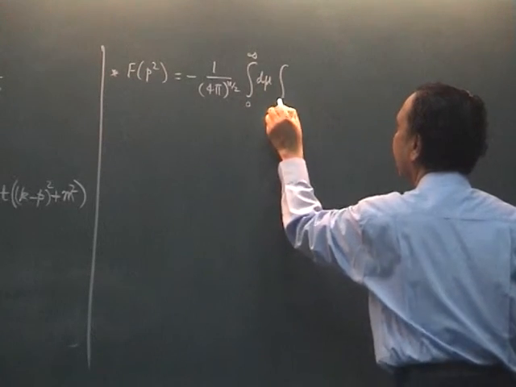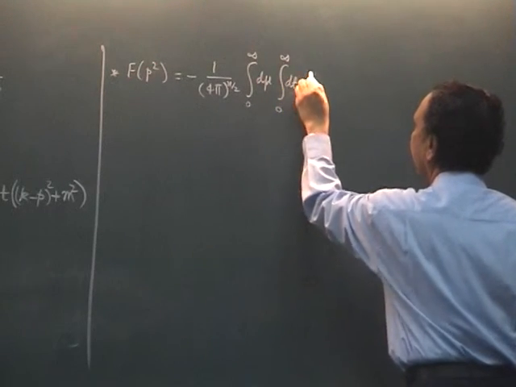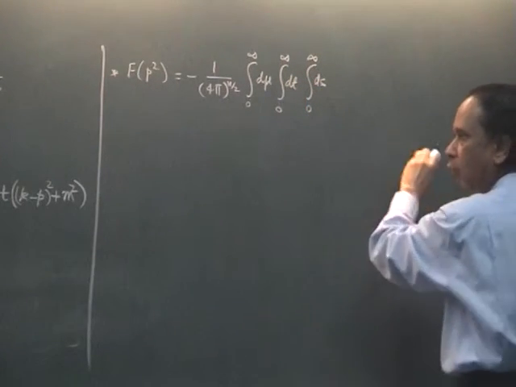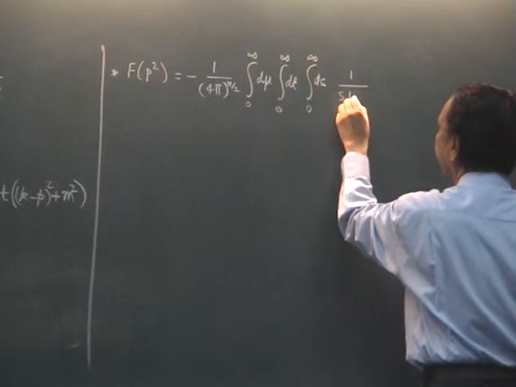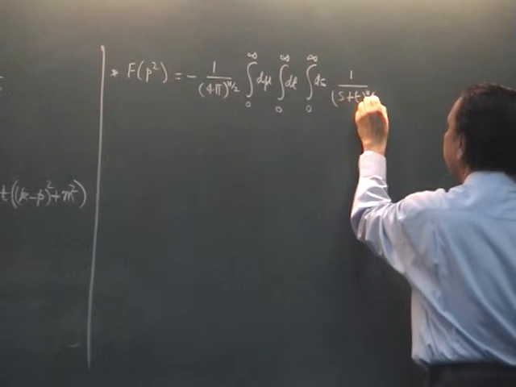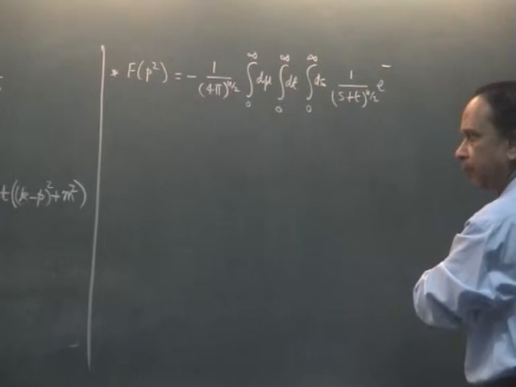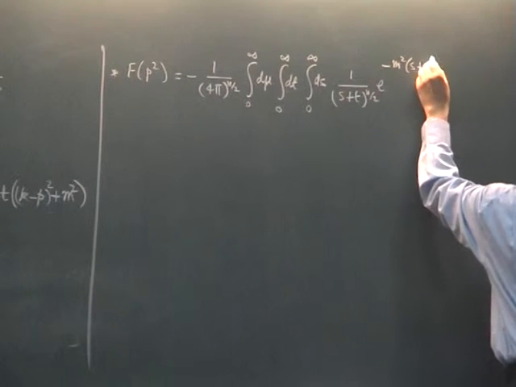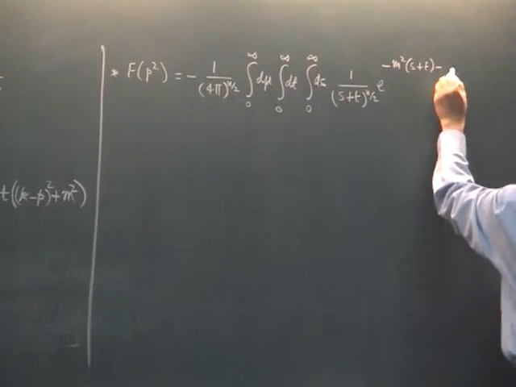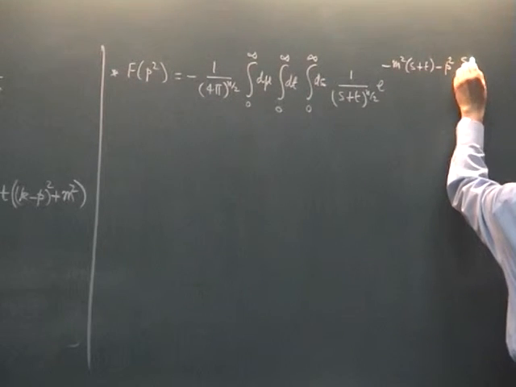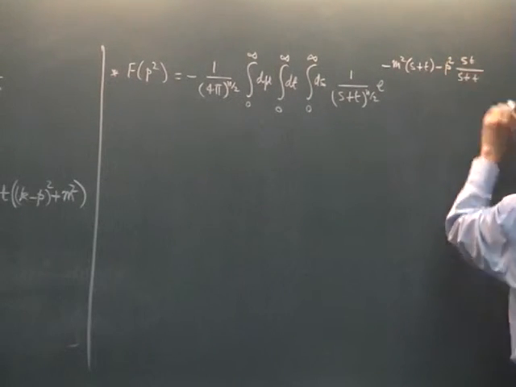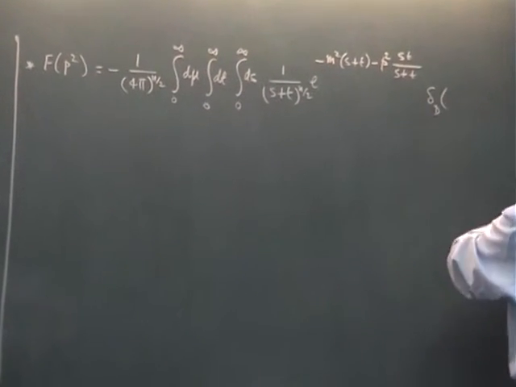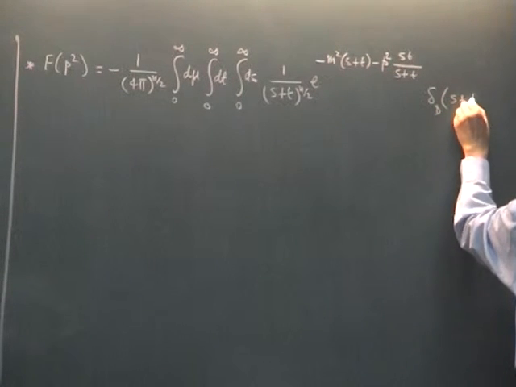Then I have an integral over 0 to infinity dt, integral over 0 to infinity ds, and 1 upon s plus t to the power n by 2 e to the minus m square into s plus t minus p square into st upon s plus t times a Dirac delta function on s plus t minus mu.